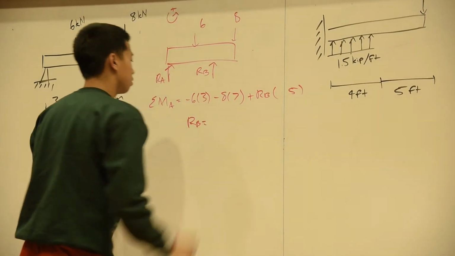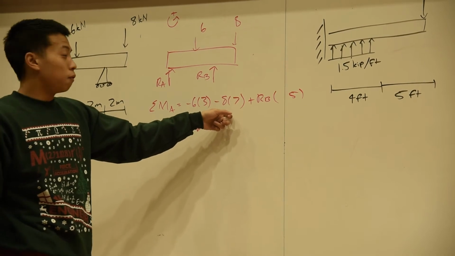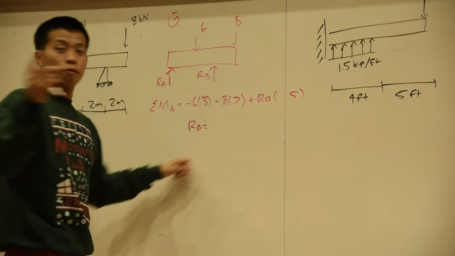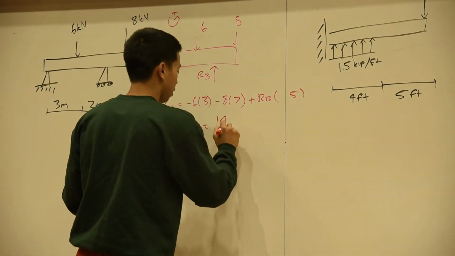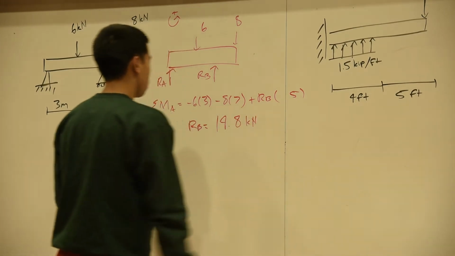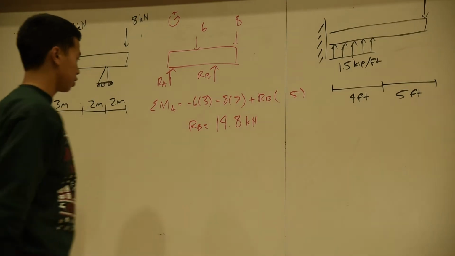Reaction at B should equal 1856 74 divided by 5. What? 14.8. 14.8. Told you so. Kilonewtons. Okay, remember, if you ever get a negative number when solving the free body diagram, all it means is your arrows need to point in the other direction.